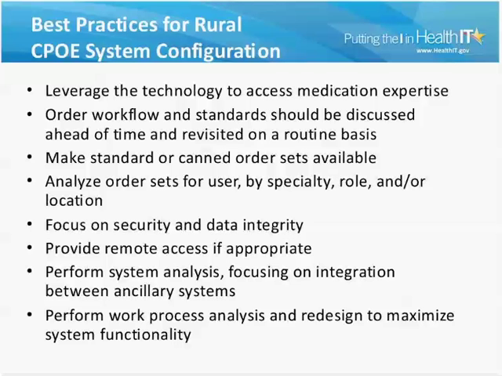It doesn't do a lot of good for somebody who doesn't deal with OB/GYN to have a list of prenatal vitamins on their order sets. We want to make sure that they are able to access these things, but that we really focus on these order sets by user, by specialty, by role, and or by location, because roles can change if a user changes location.